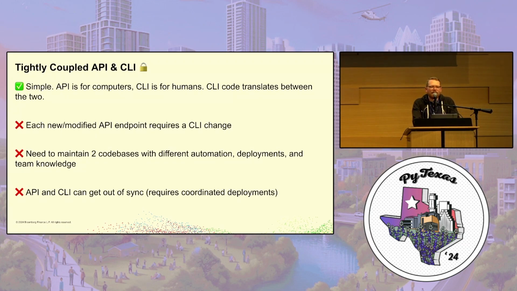So a tightly coupled API and CLI is a simple and straightforward approach. The API is for programmatic access, the CLI is for human interaction, and the CLI code translates between the two. But when an API and CLI are tightly coupled, every time you modify one, you likely have to modify the other. You need to continually maintain two separate code bases with automation, deployments, and team knowledge, and you often need to deploy API and CLI versions together so that they can stay in sync and you don't have compatibility issues.